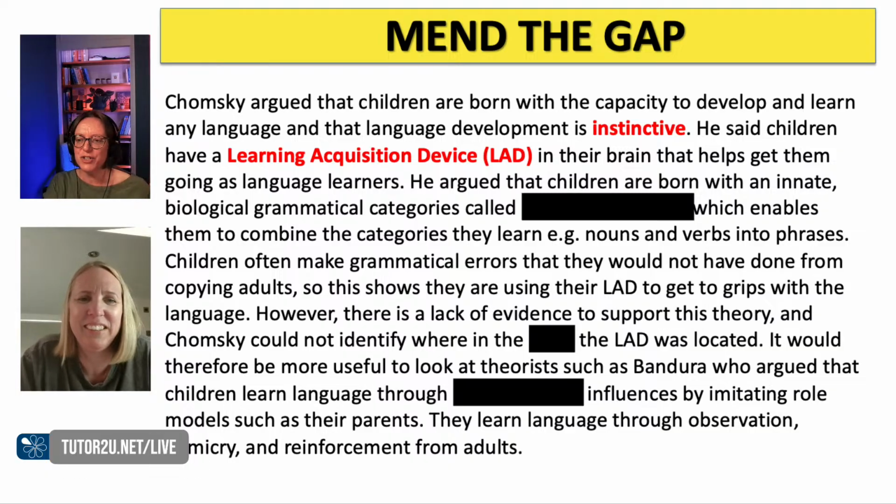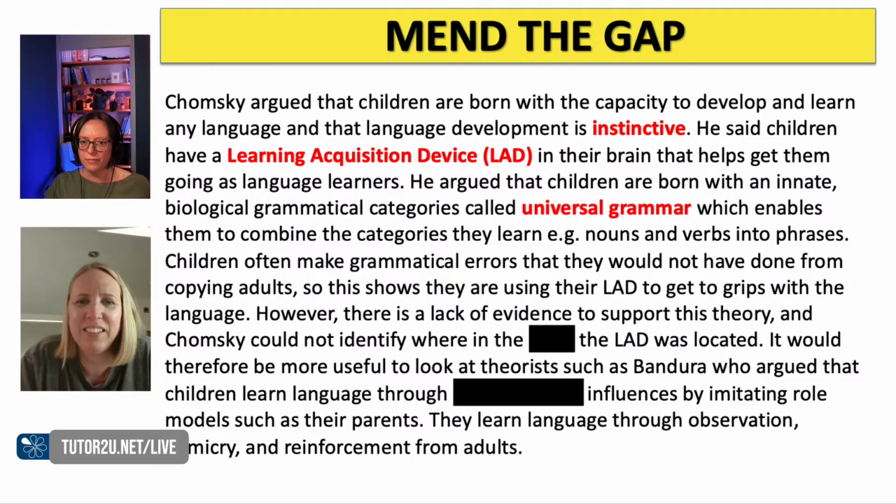Okay, so he argued that children are born with innate biological grammatical categories called something, which enables them to combine the categories they learn, for example, nouns and verbs, into phrases. So what is that one? What are those grammatical categories called? They're not schemas. Yes, Chloe, well done. Universal grammar. Yep. Well done. So that was a bit more of a tricky one, that one. That is a tricky one, yep.